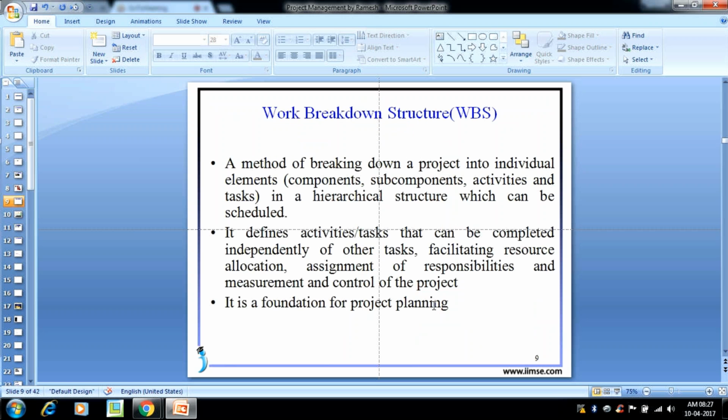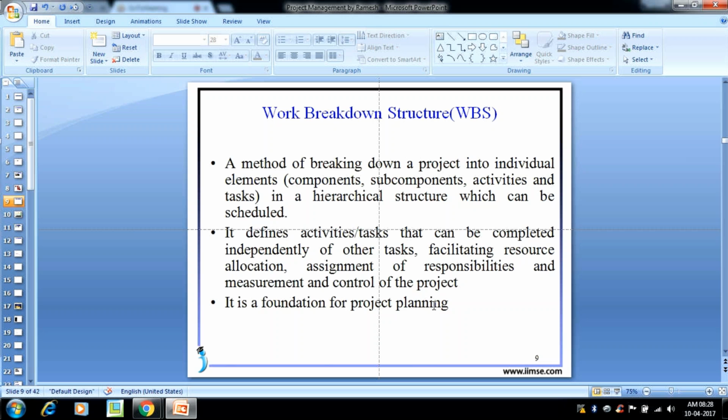See, actually, the project whichever we have, that directly we won't do. That again we divide into some parts. Those parts here we call as a WBS, work breakdown structure. That means this is a method of breaking down a project into individual elements, that means components, subcomponents, activities, and tasks, in a hierarchical structure, which can be scheduled.